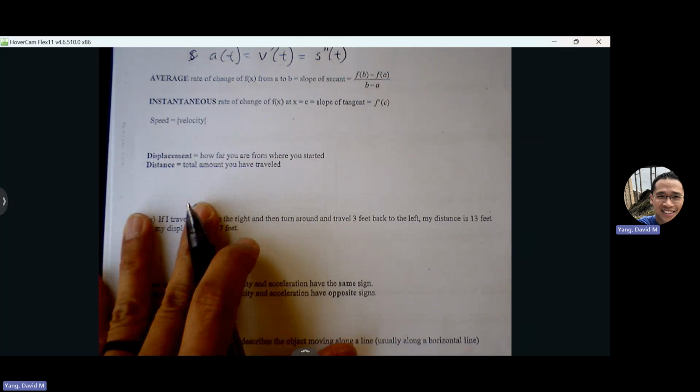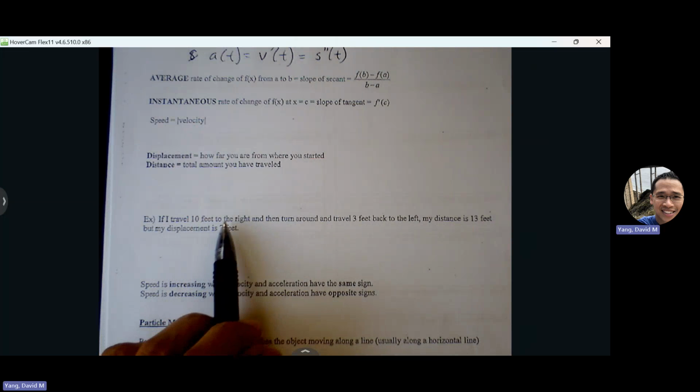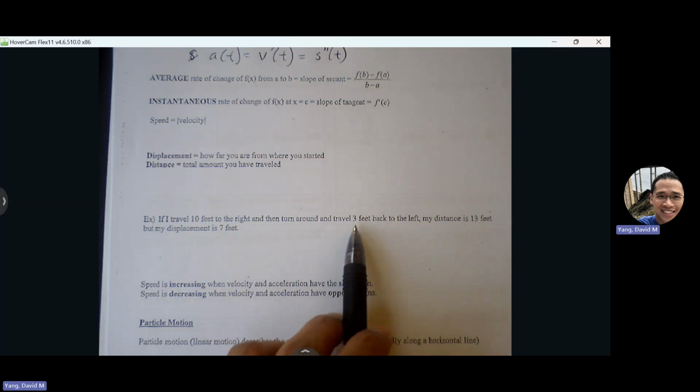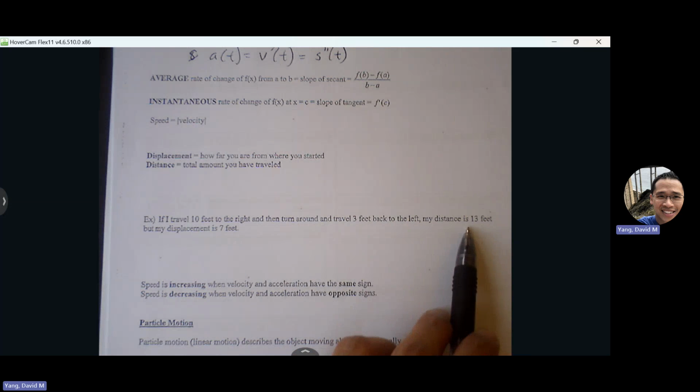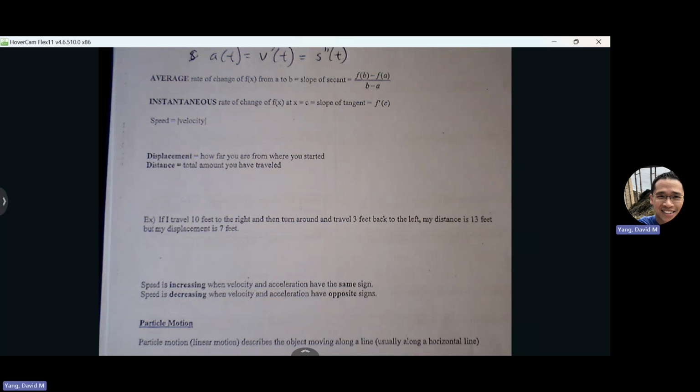Okay, displacement versus distance. Displacement is how far you are from where you started, and distance is the total amount you have traveled. So if I travel 10 feet to the right and then turn around and travel 3 feet back, then my distance is 13 feet, but my displacement is only 7 feet, because I'm only 7 feet away from where I started. But think of distance as the total number of steps you actually take. So 10 steps to the right, 3 steps to the left. I still took 13 steps, so my distance is 13 feet.